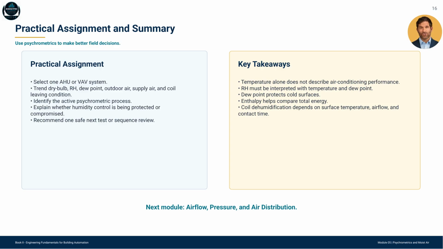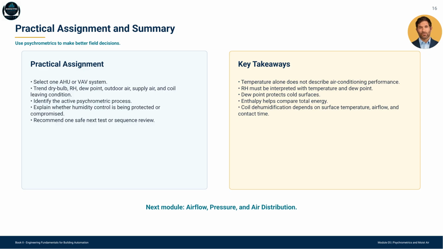For the assignment, choose an AHU or VAV system and use psychrometrics to explain what the system is doing. Trend dry bulb temperature, relative humidity, dew point, outdoor air condition, supply air temperature, and coil leaving condition. Then identify the active process. Is the system heating, cooling, dehumidifying, humidifying, mixing, or doing more than one at the same time?